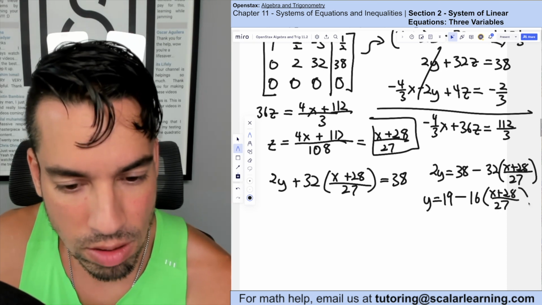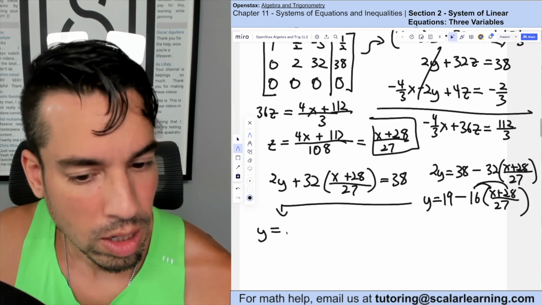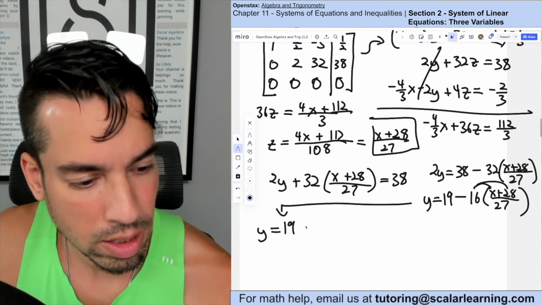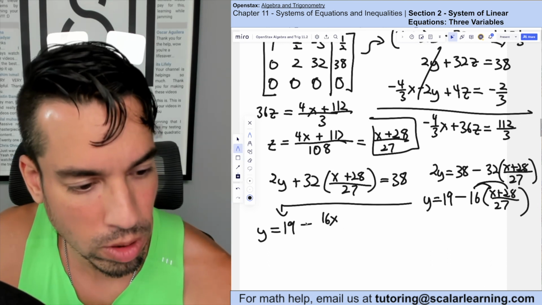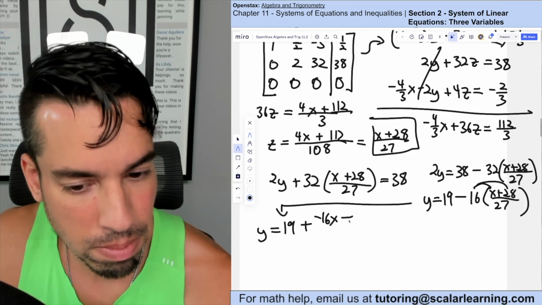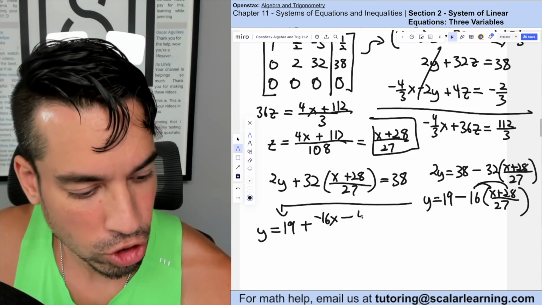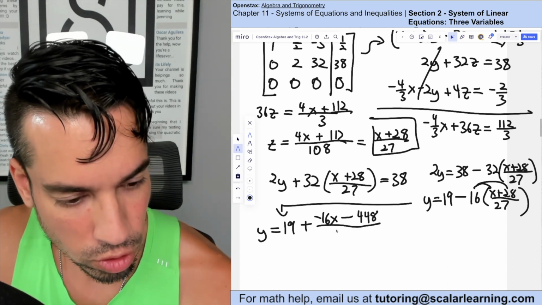Let's see if we can simplify this a little bit. So then I'm going to distribute the 16 up top. I got y equals 19 minus 16x, and that negative distributes, right? Well, actually, let's make it plus and then negative 16x, and then minus 16 times 28, which is 448. Then this is all over 27.